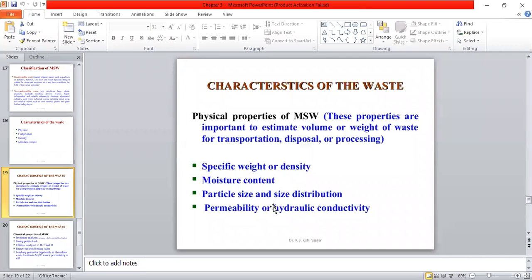Then what is the specific weight or density of the solid waste? Then moisture content. What is the particle size and size distribution? Then permeability or hydraulic conductivity. So these are the fundamental physical properties of municipal solid waste you need to study before taking a decision on where to dispose of the solid waste and how to transport it. Okay, so please write this down.